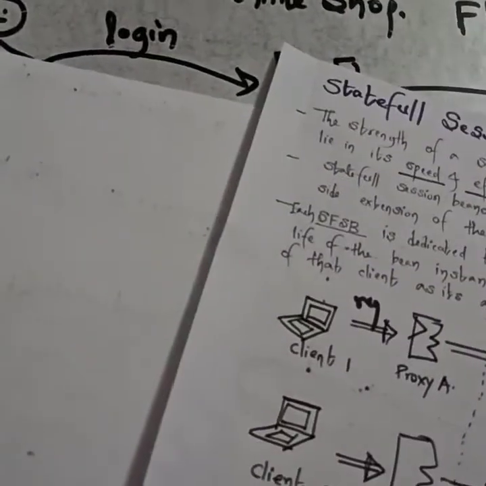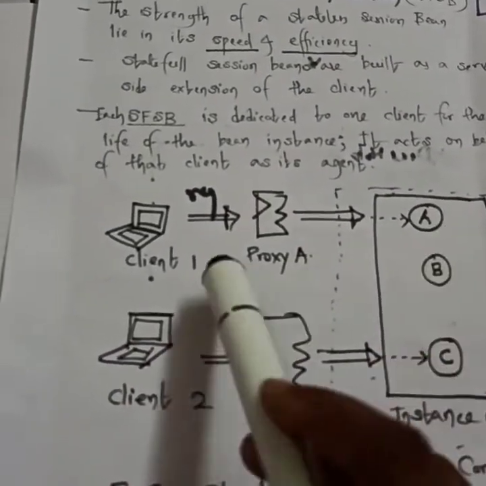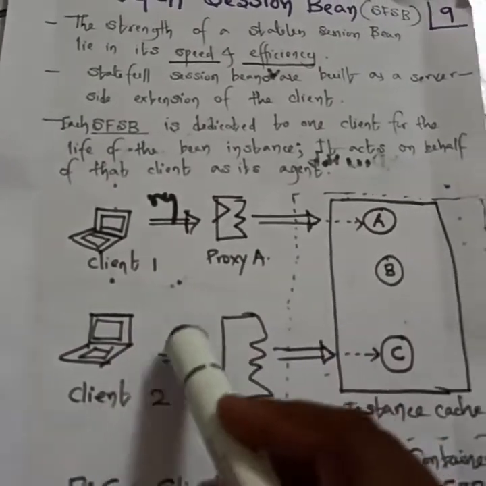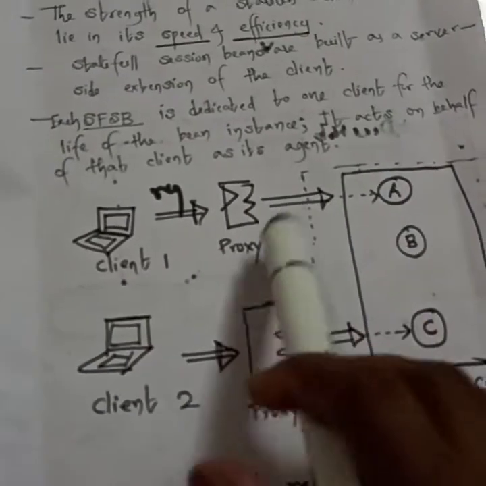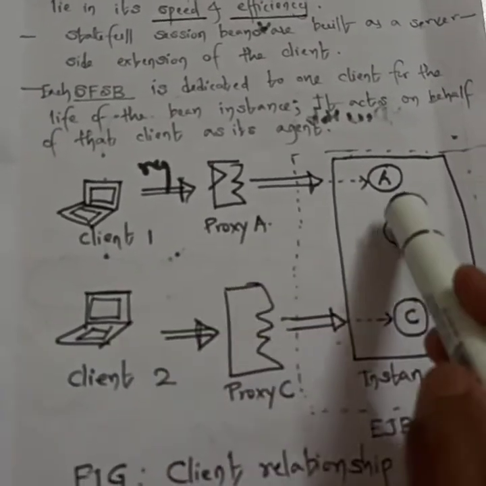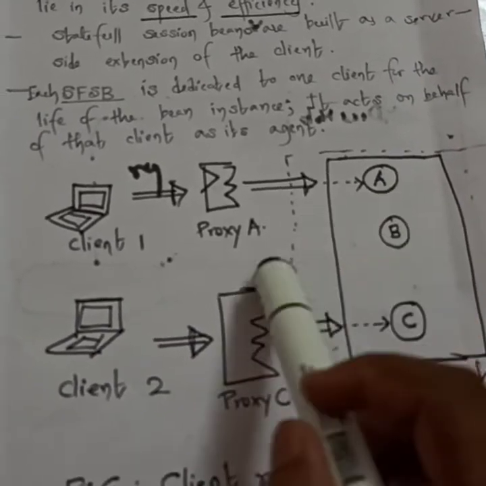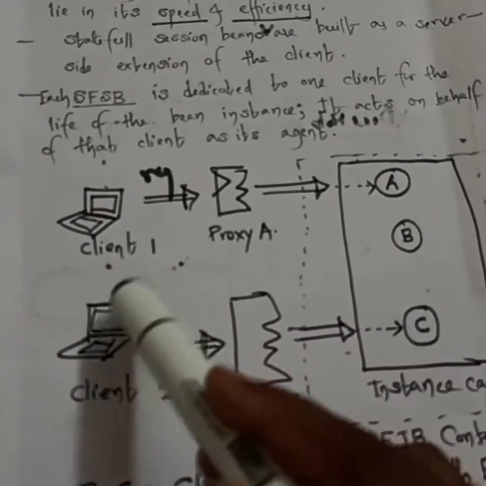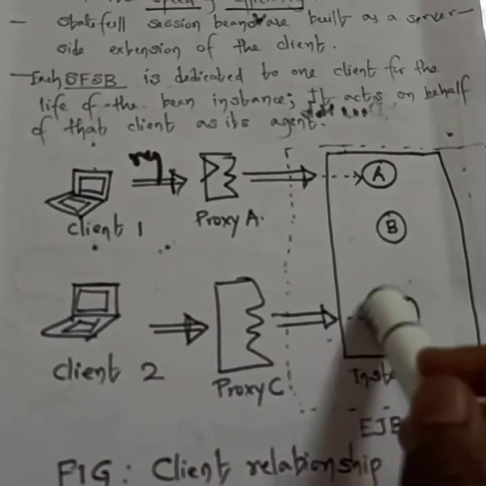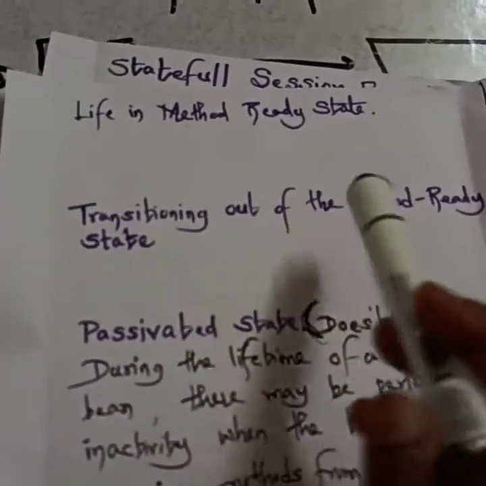Here you can see that for client A, only one instance is reserved. Many times, after different intervals or after logging out of the session, when the client requests the same application, with the same request or a different request, the service is provided with the same instance. Again, for a different client, client 2, the service is provided with instance C. This is how life in the method ready state works.